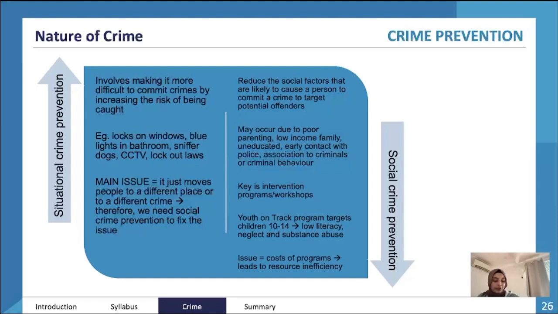Normally it's the government who is setting up these programs, so they need to be able to schedule or to have a set budget dedicated to that. So that can be an issue at hand for social crime prevention.